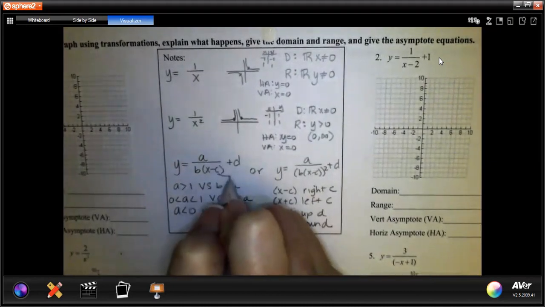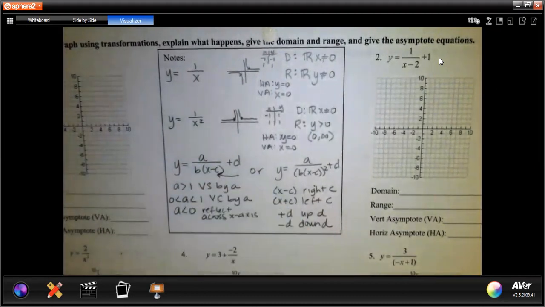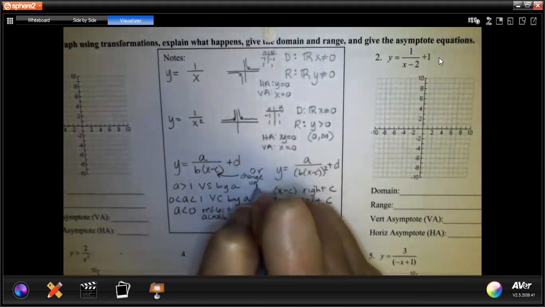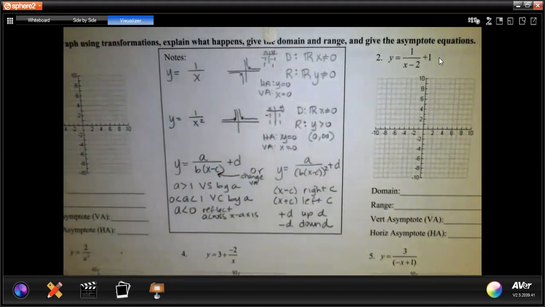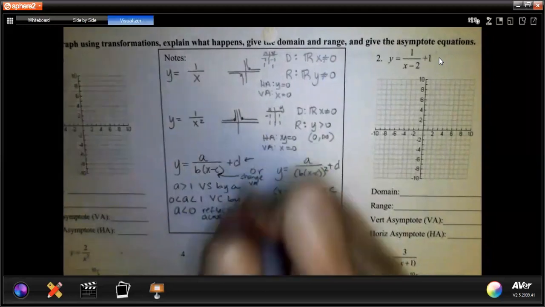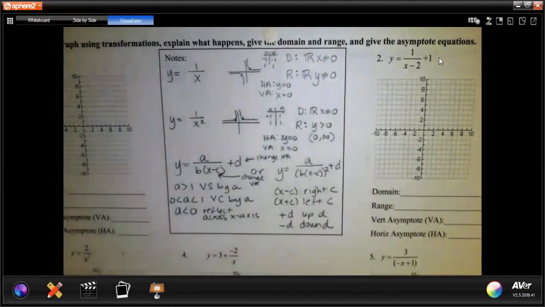So when we think about this vertical and horizontal asymptote, these transformations are going to move them. So we said when it moves to the right or left, so that's that C value right there, it is going to change the VA, the vertical asymptote. The D value, that's the one that moves it up or down, that's going to change your HA. So keep that in mind as we move forward to graph some. And we'll start with some easier ones and then move to some a little bit more difficult.